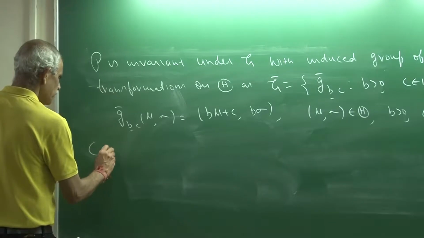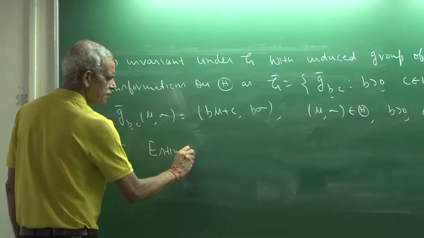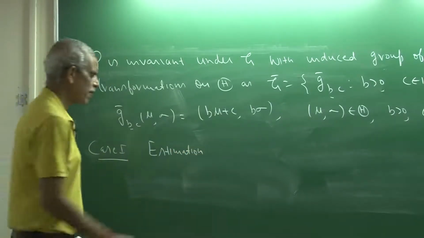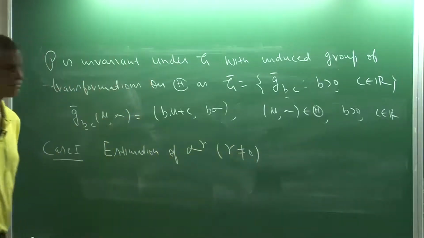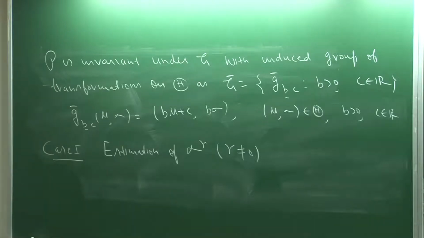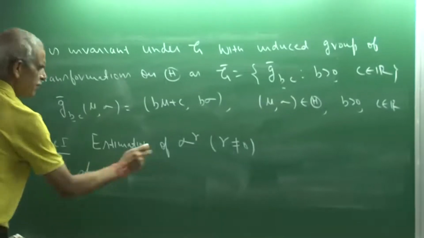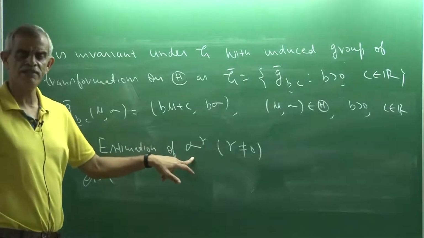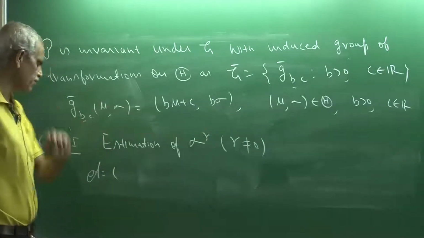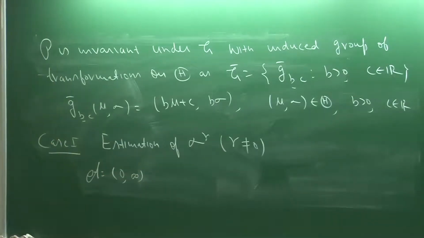So case 1, let us consider estimation of sigma to power r, where r is different from 0. So you have to first guess what should be the induced group of transformations on the Xn space. Note that my Xn space is nothing but, because sigma is positive, sigma to power r would also be positive, and sigma can take any value between 0 to infinity. So sigma to power r can also take any value between 0 to infinity.